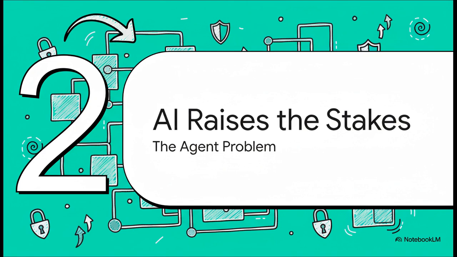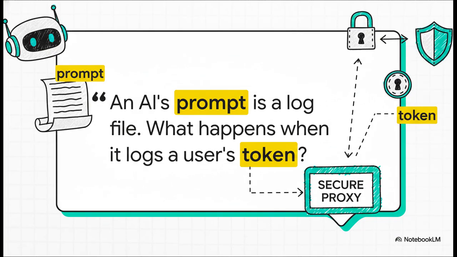But now, let's throw AI agents into the mix. You're about to see how this already fragile situation just gets a whole lot more dangerous, like exponentially more dangerous. Here's the thing you absolutely have to understand. An AI's prompt is basically a log file. I mean, think about it. These prompts often get stored, reviewed, analyzed, so if your agent's code messes up and sticks a user's token right into that prompt, well, you've just handed over the keys to the kingdom. You've just created this massive new attack surface where that token can be stolen.